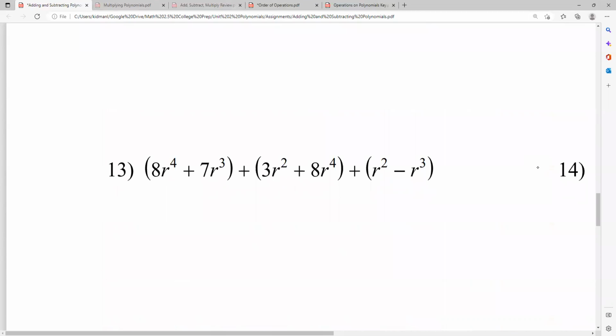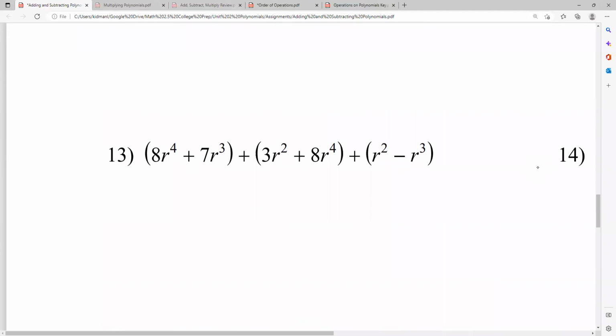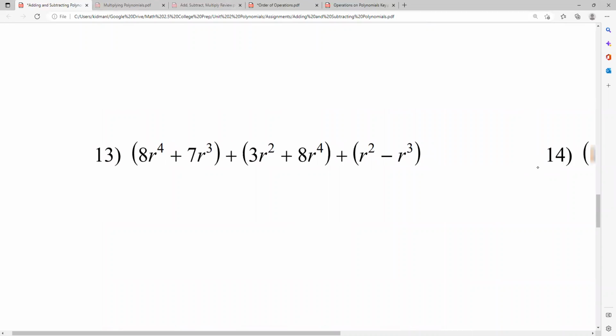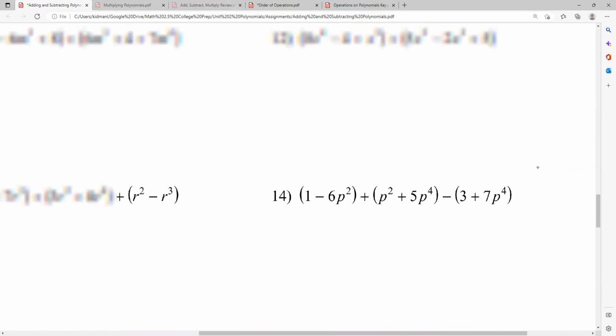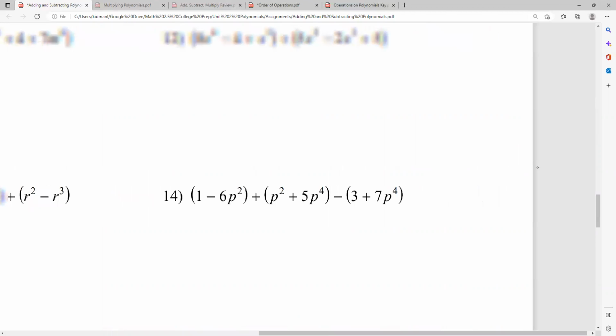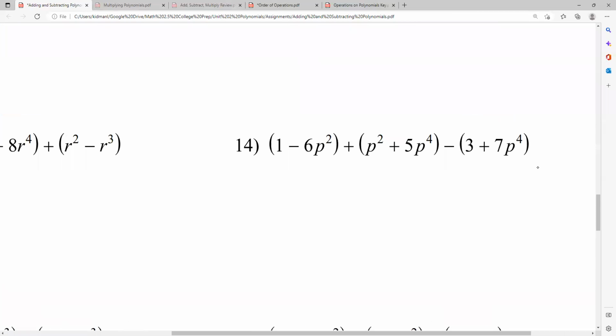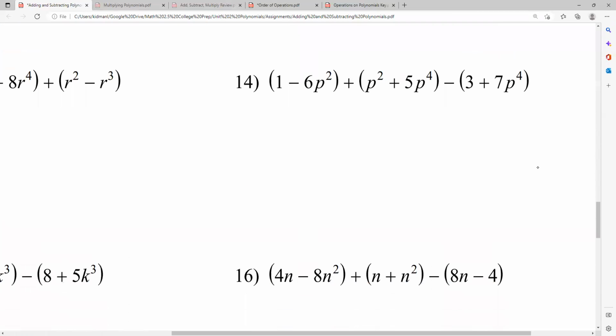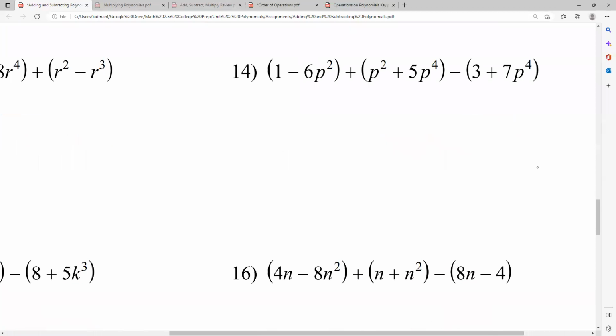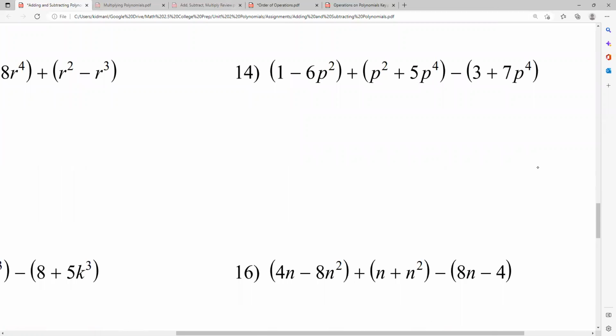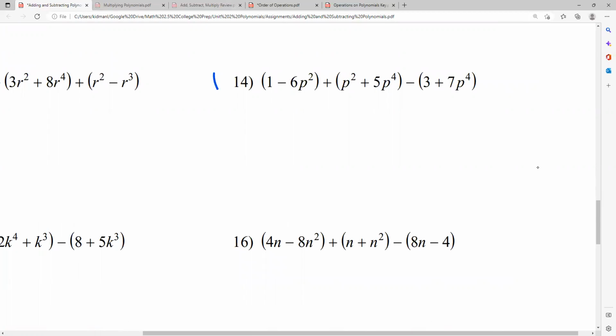Now, there is one more that I want to take a look at. So if you'll go ahead and turn to the back there, we're going to take a look at question number 14 here. Now, on question number 14, how many sets of parentheses do you see? That's right. Question number 14 ends up giving us 3 sets of parentheses here. Now, the cool thing about adding and subtracting polynomials is it allows us to add and subtract as many as we need to. And we use the same process.